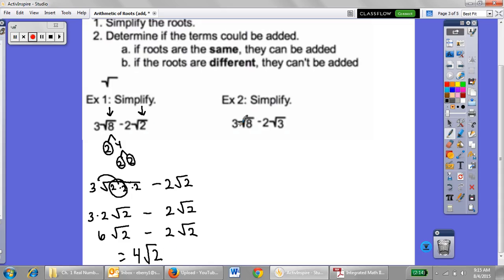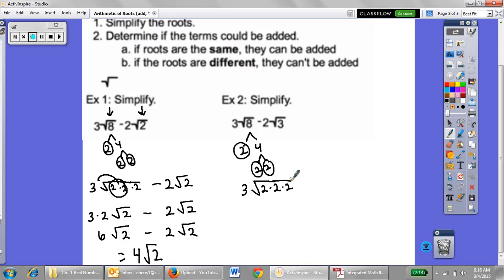So this one says 3 square root 8 minus 2 square root 3. As before, we don't have the same number under the square root sign, so we need to break down and simplify. 8 is 2 times 4, 4 is 2 times 2. So I'm simplifying. I have the 3 square root, and now instead of 8, I'm putting it back just as before.